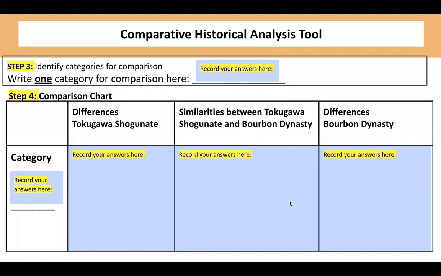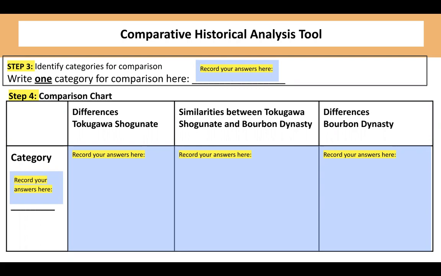So in step 3, though, we're going to ask them to look at the categories that they had for each of the case studies in step 2. And then they're going to choose one category that they notice that both of the case studies, in our case here, the empires, had in common. So in step 3, they're going to identify what category they want to focus on the most.